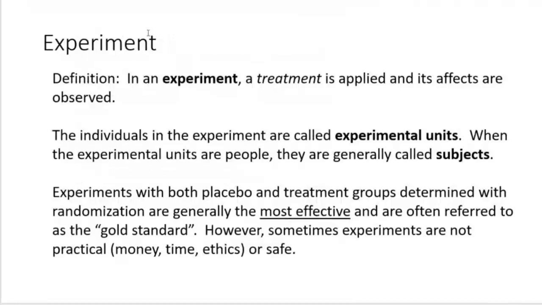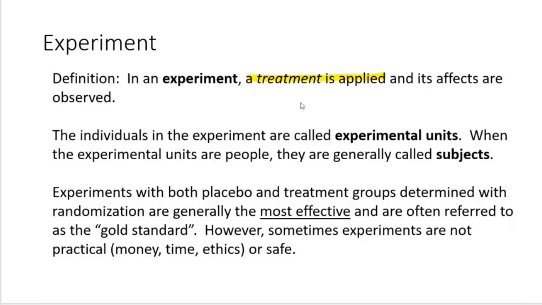So first of all, experiment. Unlike it sounds, an experiment does not have to be some sort of a mad scientist thing. It just means that a treatment is applied. So if you do something and then try to measure or observe the results, that's an experiment. You're just seeing what the response is to the treatment. And treatment is not necessarily medical. The individuals, whether or not they're people, that you're applying the treatment to are called experimental units. If those experimental units are people, then we generally just call them subjects, or the individuals in the study.